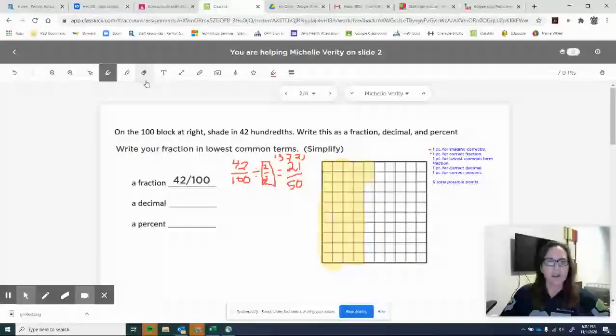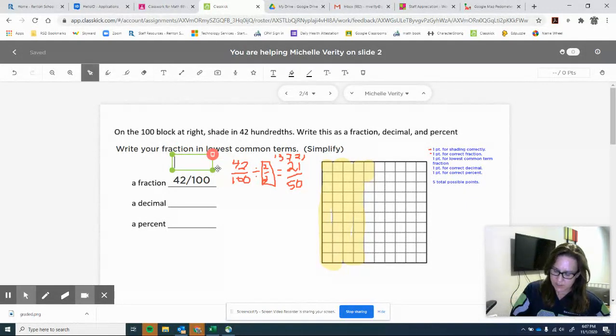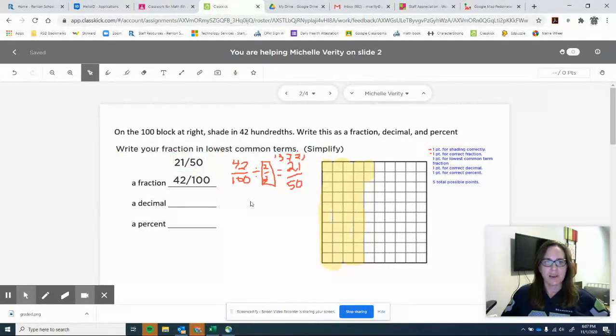So the simplified fraction in lowest common terms of 42 hundredths is 21 over 50. Okay, so now I have that. I can mark that point off.